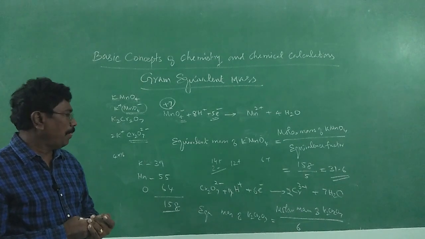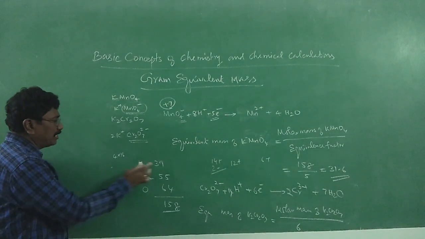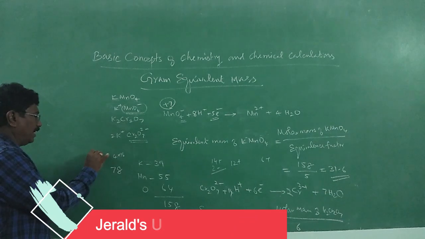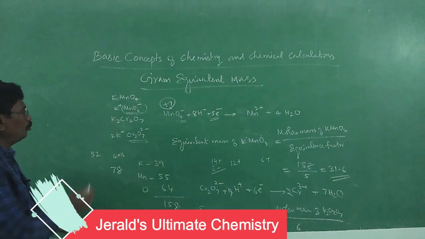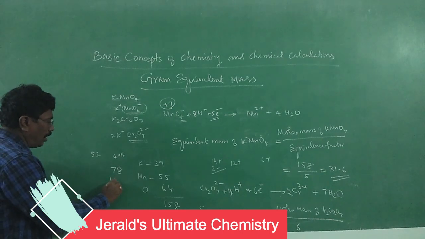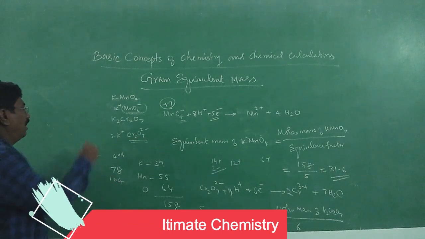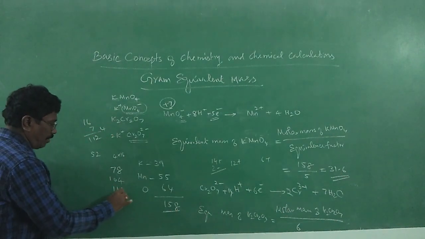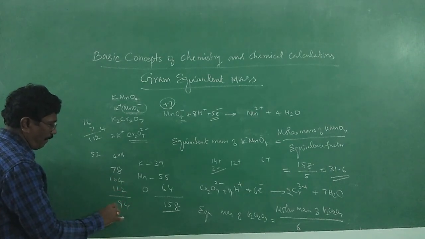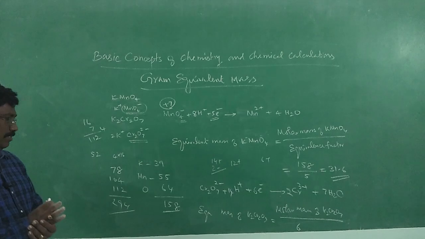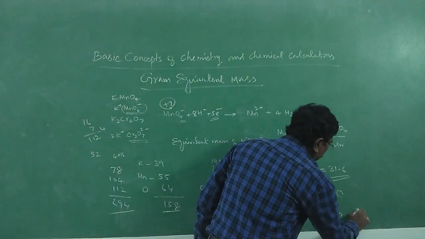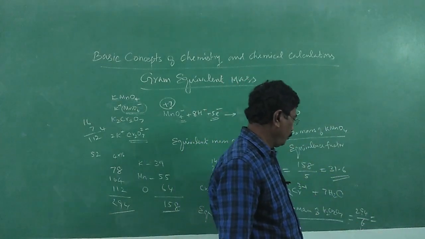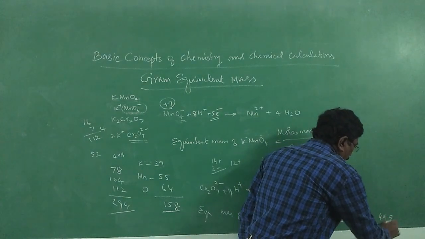When you divide the molar mass of potassium dichromate by 6, you get the equivalent mass. For potassium, 39 is the atomic mass, so 2 into 39 is 78. For chromium, 52 is the atomic mass. 2 chromium atoms, 2 into 52, 104. And for 7 oxygen atoms, 7 into 16, 112. If you sum up, 294 is the molar mass. 294 divided by 6 will be the answer. 300 divided by 6 is 50, so 49 gram per equivalent.